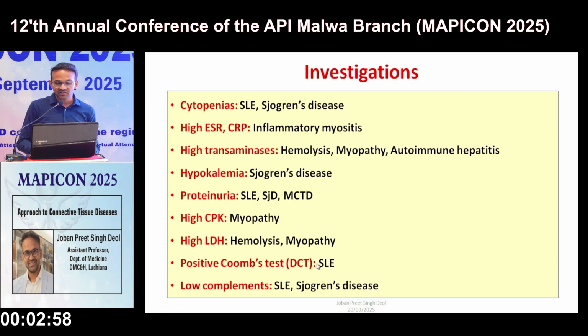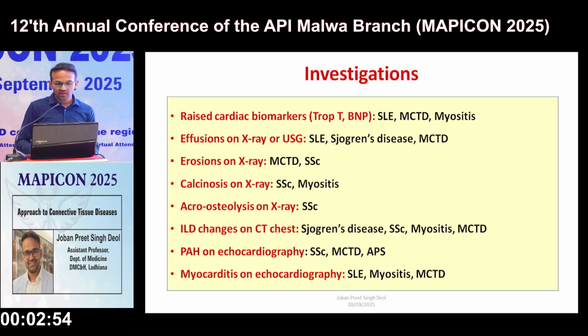Coombs test is positive in SLE. Complements are low in SLE and Sjogren's disease. Cardiac biomarkers are raised, which is because of the myocarditis seen in SLE, MCTD, and myositis. Effusions on X-ray or ultrasound, so evidence of serositis, is seen in SLE, Sjogren's, and MCTD. Erosions on X-ray are seen in MCTD and scleroderma.